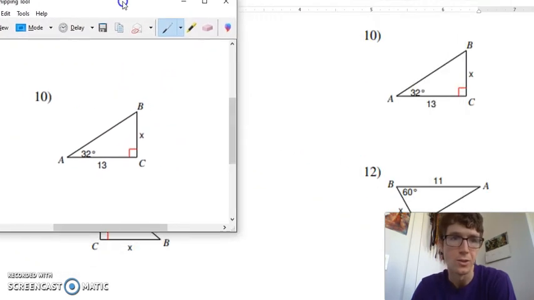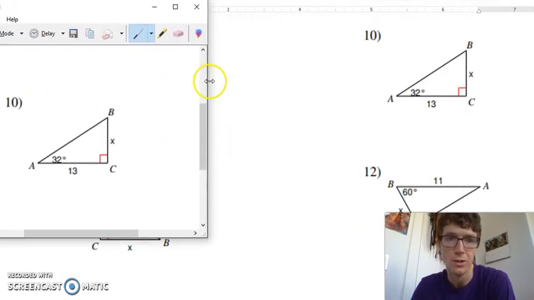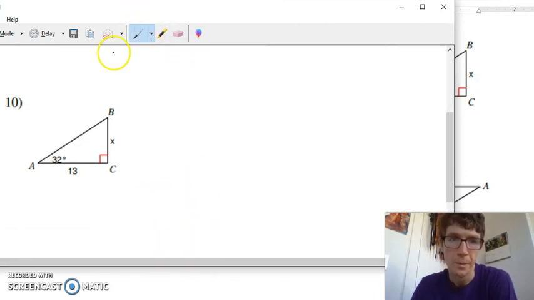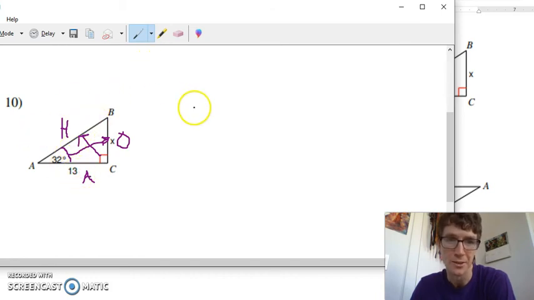Okay, move this over here. All right, cool. So, first off, let's label our sides. What is the hypotenuse? Always across from the right angle. The opposite is always across from the reference angle. And the adjacent is whatever's left over. So we want to find out what x is. So that means we want to find the opposite, and we know the adjacent. We don't know anything about the hypotenuse.